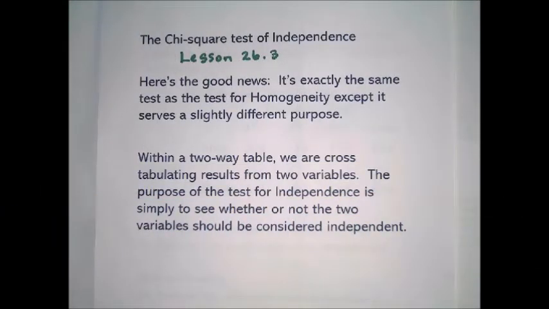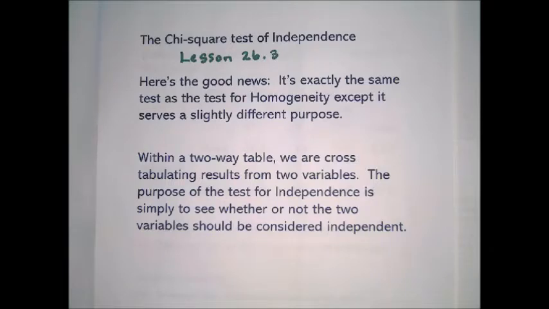Now we're at the third chi-squared test of chapter 26. This one is the chi-squared test of independence. Now here's the good news. It's exactly the same test as the test for homogeneity, except it serves a slightly different purpose.